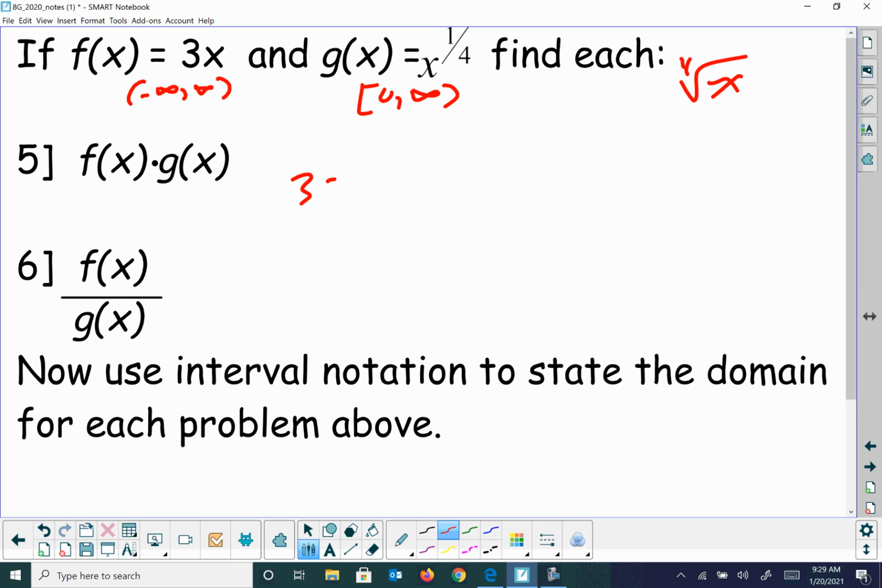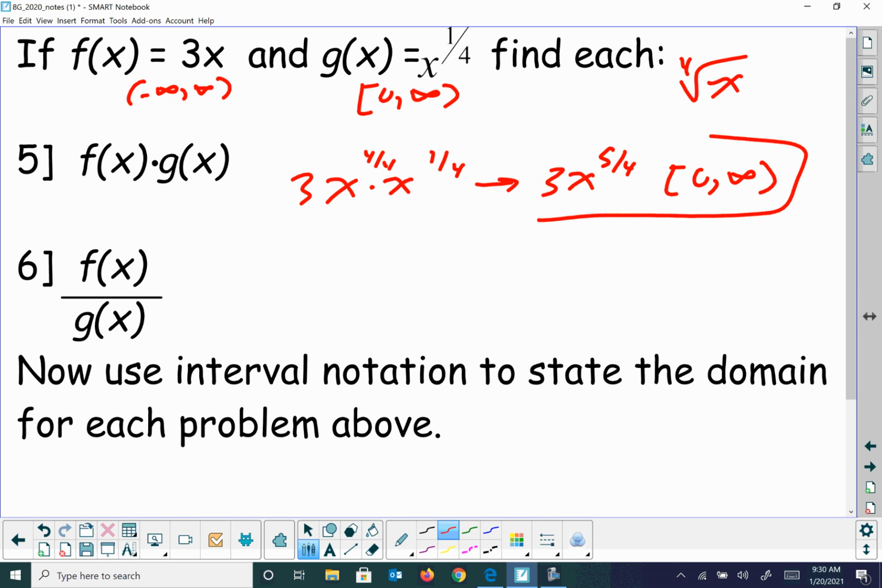So if I get 3x times x to the 1/4, I can make that 4/4, so that's the same as the first. So that becomes 3x to the 5/4 power. Now, we still have that root in there, so my domain of this one is going to go from 0 to infinity. You have to keep your restrictions tight, okay?